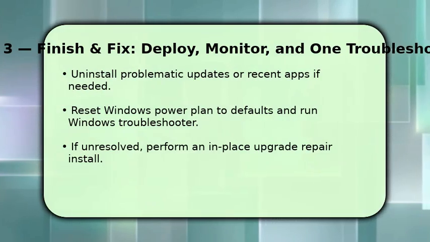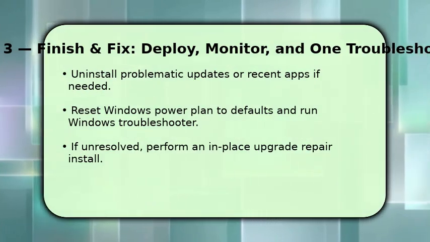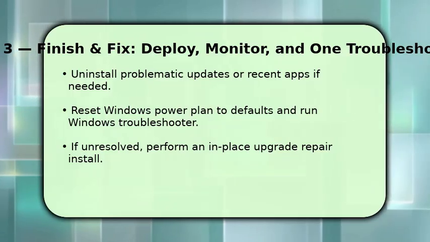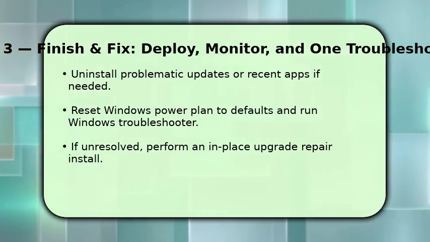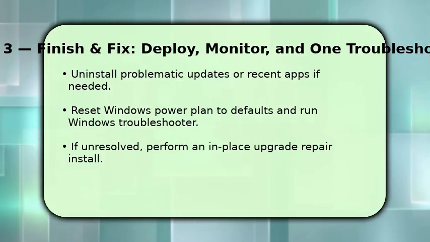To finish, remove any recent updates or apps that began before the restart issue. Use Control Panel or Settings to uninstall selectively. Reset your power plan to defaults and run the built-in Windows Troubleshooter for Power and Windows Update.